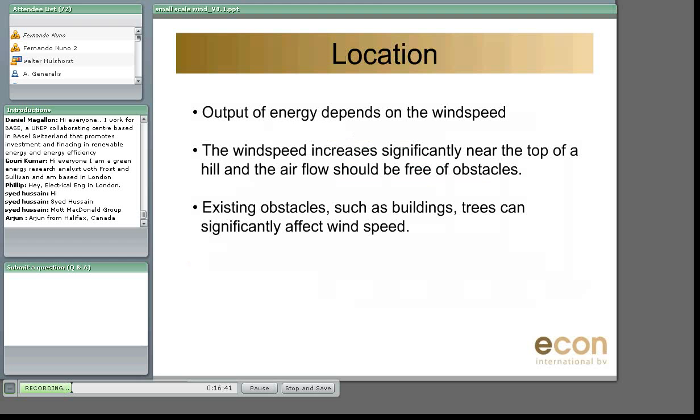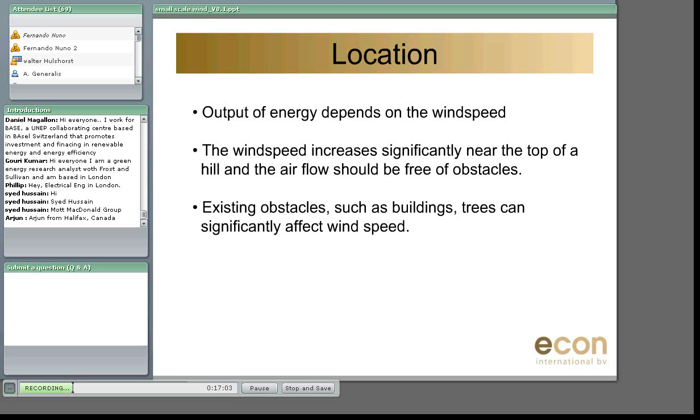There's also the attractive aspect that the wind speed increases a little bit when you are on top of a building, and when the air has no obstacles. So if you place it in that kind of location, you will see that the wind speed is a little bit higher, which is attractive for your wind turbine.